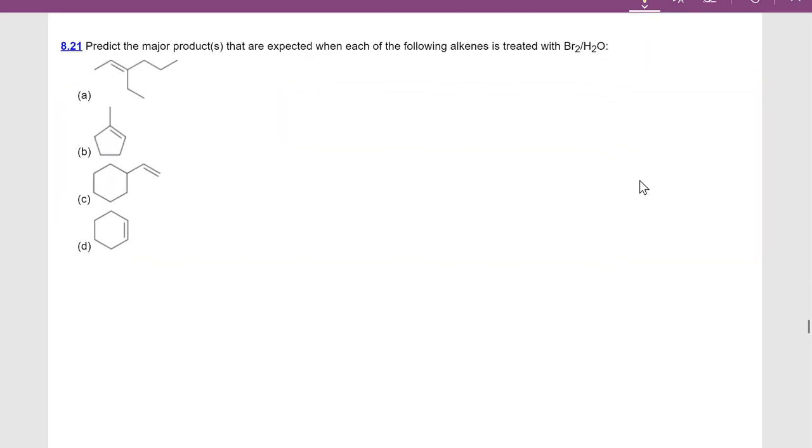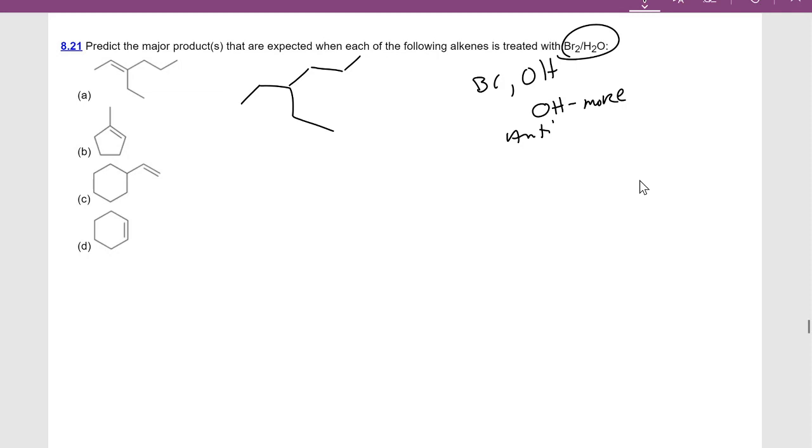So let's see if we can predict the major products of these reactions. For A, let's just draw the starting material again. And so we're replacing the double bond with what? This is Br2 and H2O, so with Br and OH. The OH goes to the more substituted side, the bromine goes to the less substituted side, and they're going to add anti to each other.